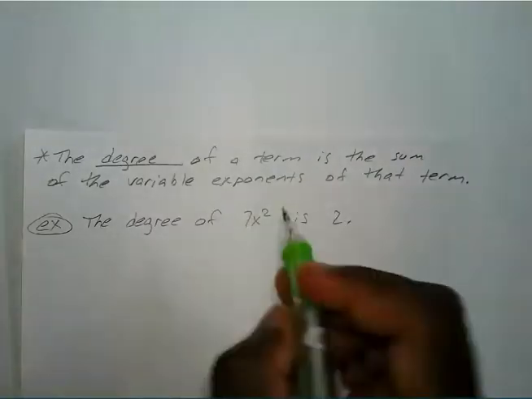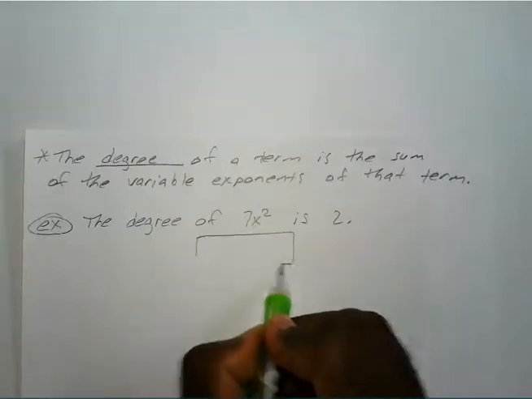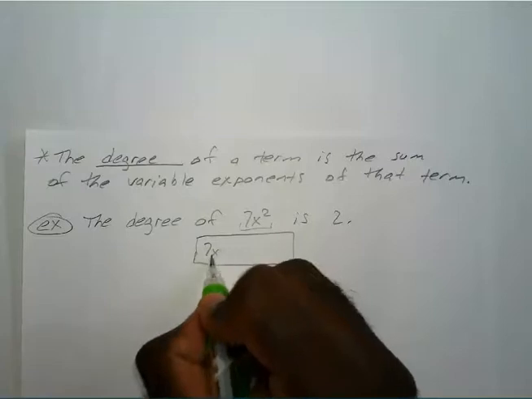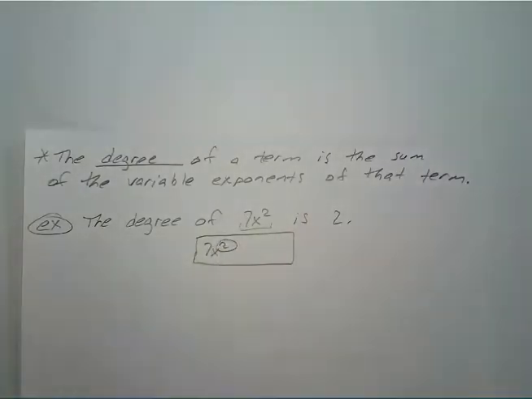How do we know that? Because if you look at this term, if you have 7x squared, that variable exponent is 2.